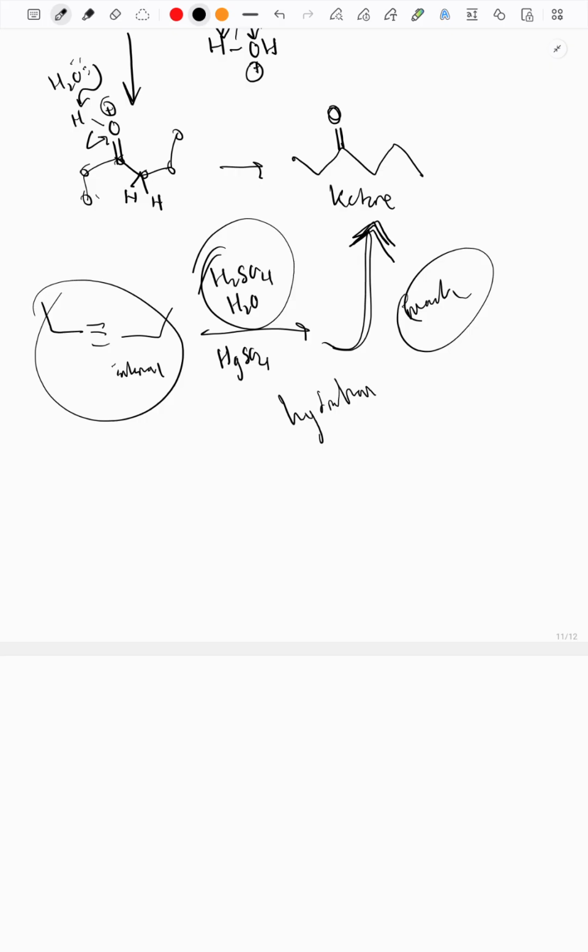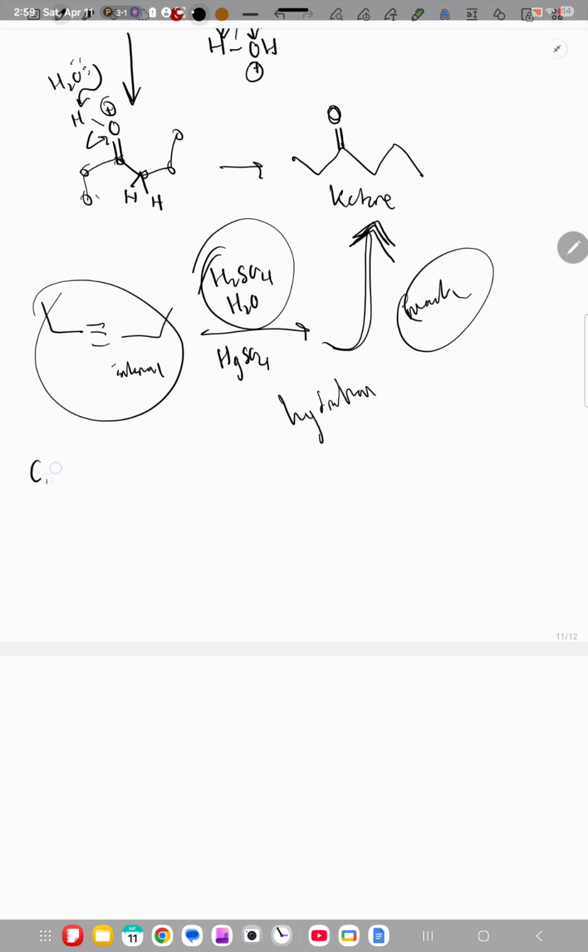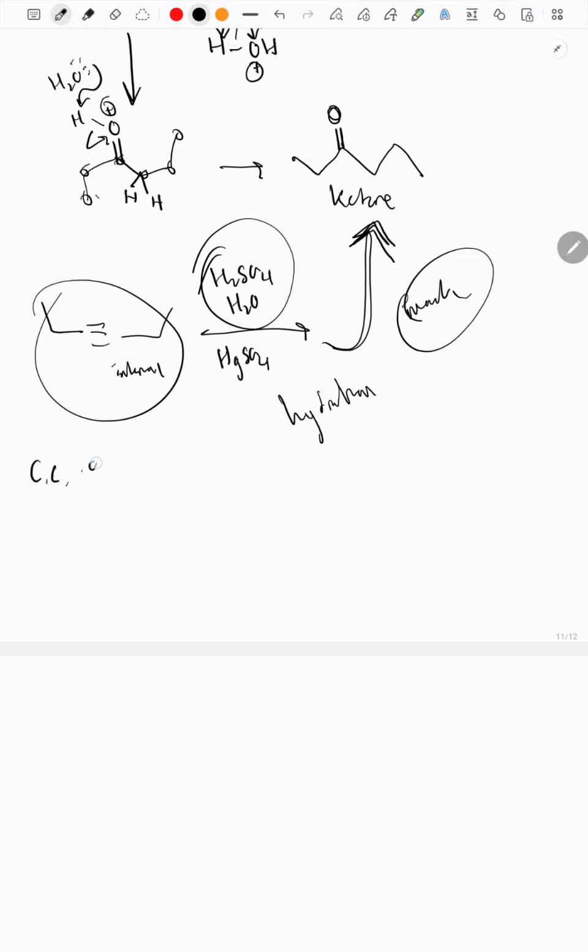Now, conceptual checkpoint 9.18. If we had this molecule, use these reagents and mercury sulfate, what will happen if we do hydration of alkynes? We said we will get a ketone. Yeah, a ketone. So it's not an alkene, but a ketone, I told you.